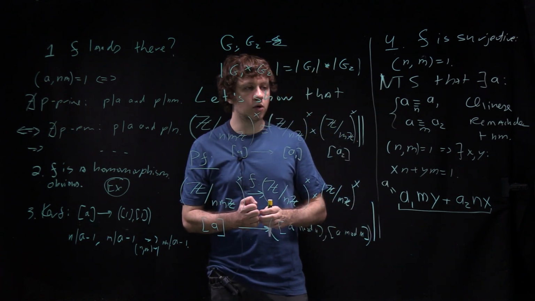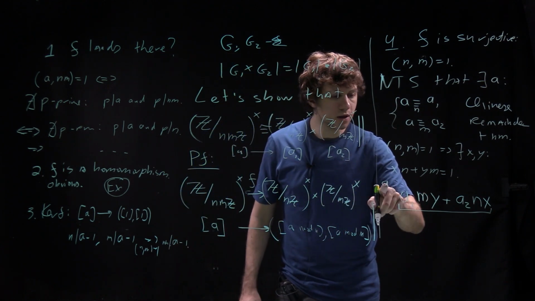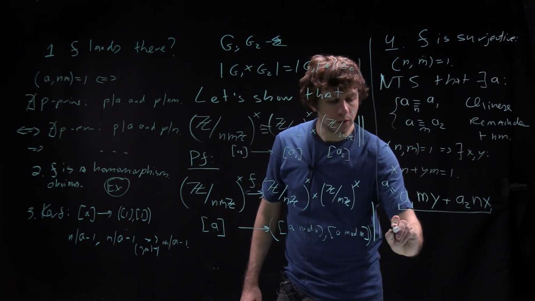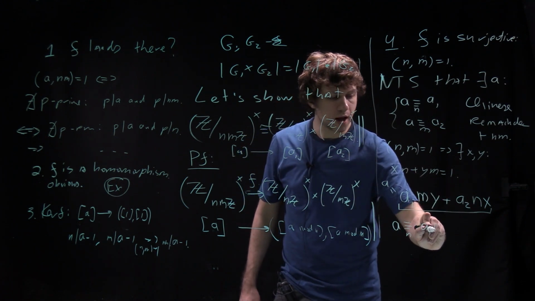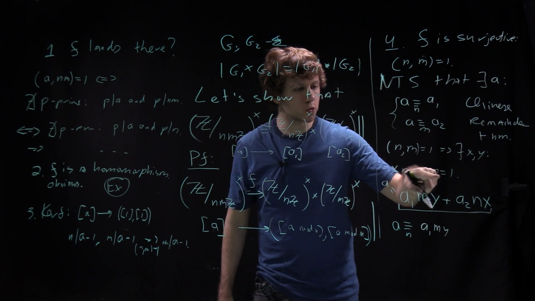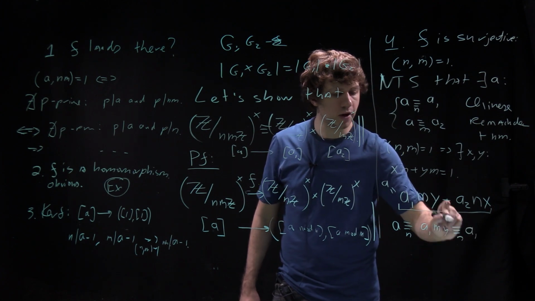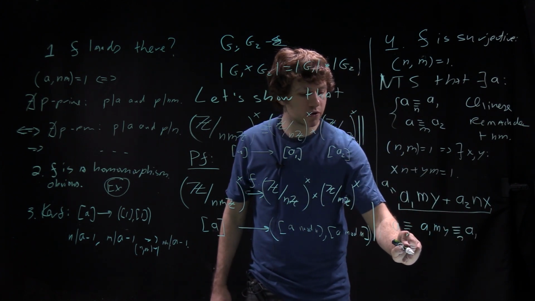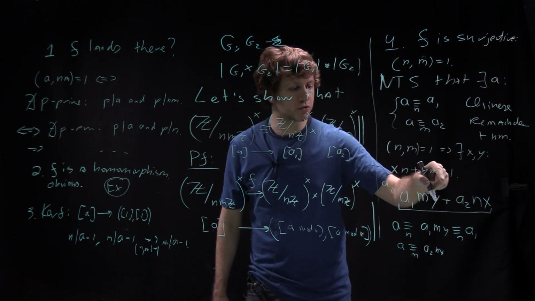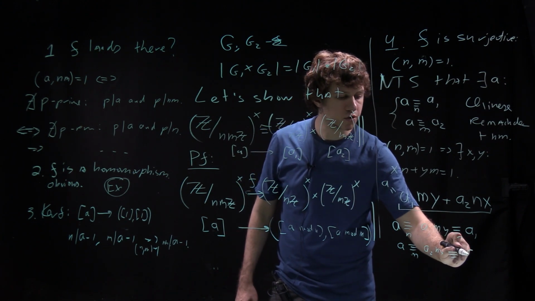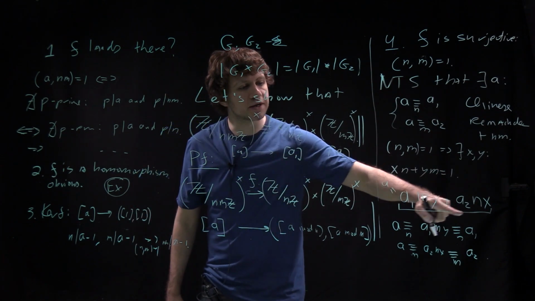And let's see what A is congruent to. Modulo n, the second term we can forget, so A is congruent to A1 times my, and my is congruent to 1 because it's equal to 1 minus xn, so it's congruent to A1 modulo n. But simultaneously, A is congruent modulo m to A2 times nx, and nx is congruent to 1, so that's congruent to A2 mod m. And we have found our A in this kind of fancy form.